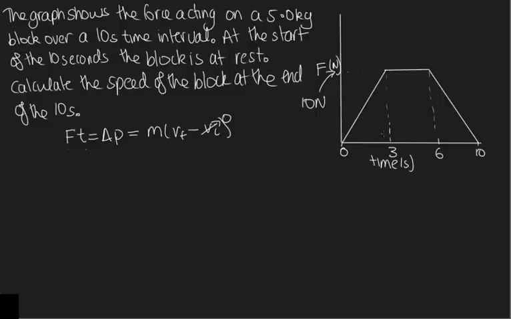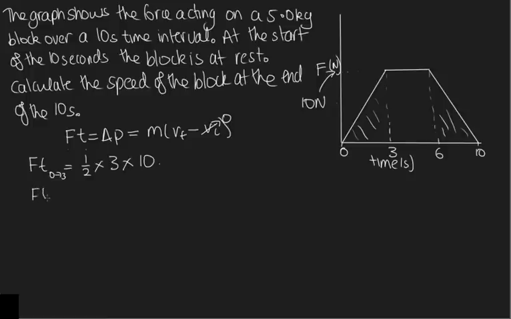So let's split this into 3 sections. We've got 2 triangles and a rectangle. You could just treat it as a trapezium if you want to. So force times time, and we'll go from 0 to 3 seconds, is just this area here of this triangle. So the area of a triangle is half the base times the height. So we've got half. Now the base in this case is the 3 seconds, and the height, this goes up to 10 newtons, so that's 10.